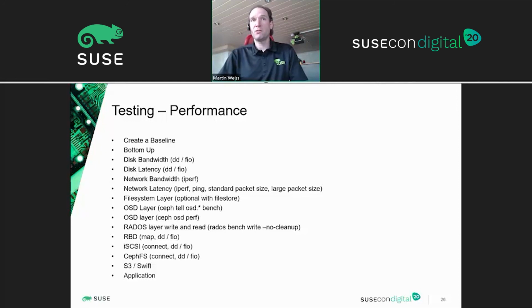We test the object storage daemon layer, which is basically the tell osd bench. We can have a look at the ceph osd perf. Then we do the RADOS layer, read and write benchmarks with the rados bench utility. We can test the RADOS block device performance by mapping it and running dd and fio against it. We can use iSCSI testing. We can use CephFS testing, always with dd and fio, and there are several tools for S3 and Swift.